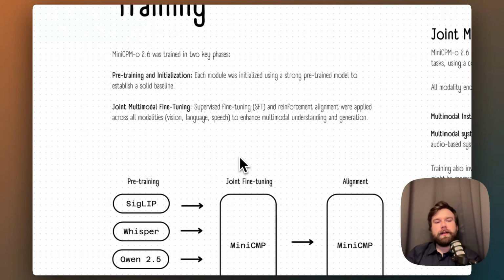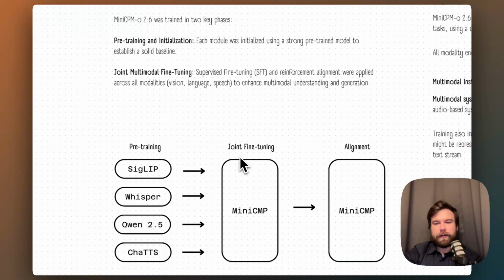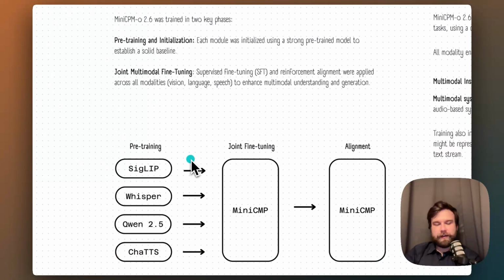So how was the training done? There were three phases. In the first phase, that wasn't done specifically by the authors of this model, but they took components that were already pre-trained. As I told you, SigLIP was trained using the CLIP method on contrastive learning. Whisper was trained for transcription, ASR. Qwen was trained for its own language modeling, and ChatTTS was trained for generating audio. But they didn't start from scratch. All of those components were already working and doing their thing.